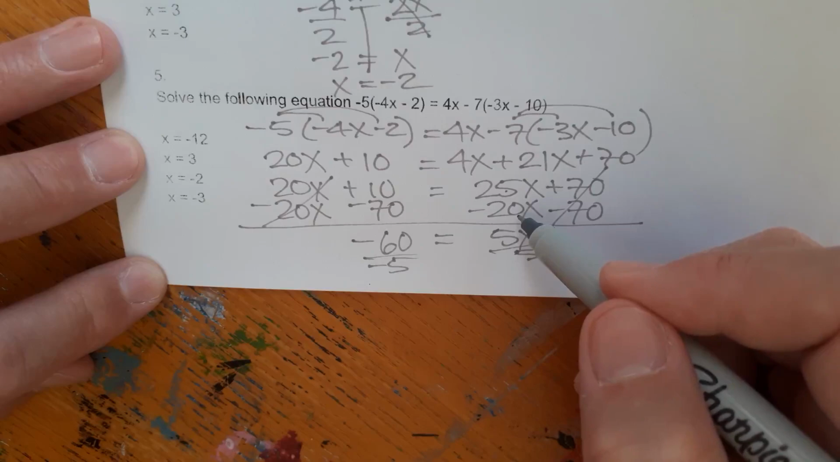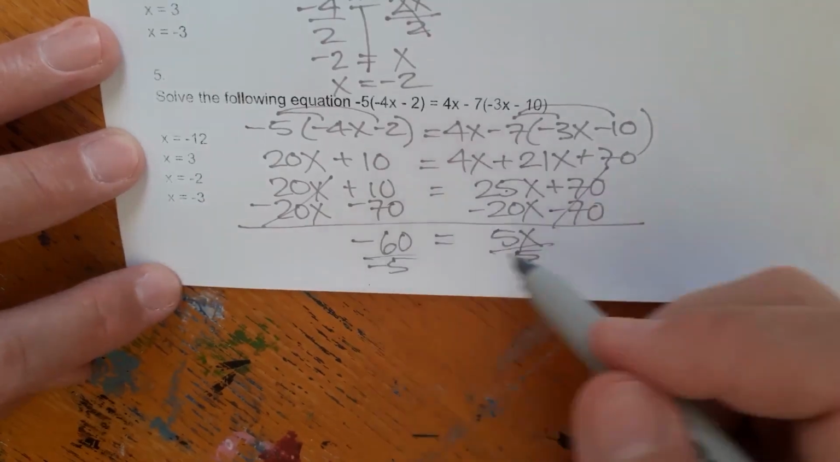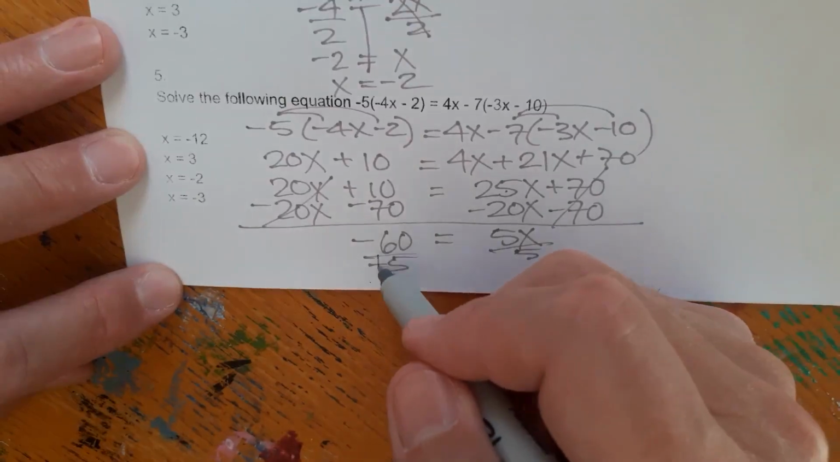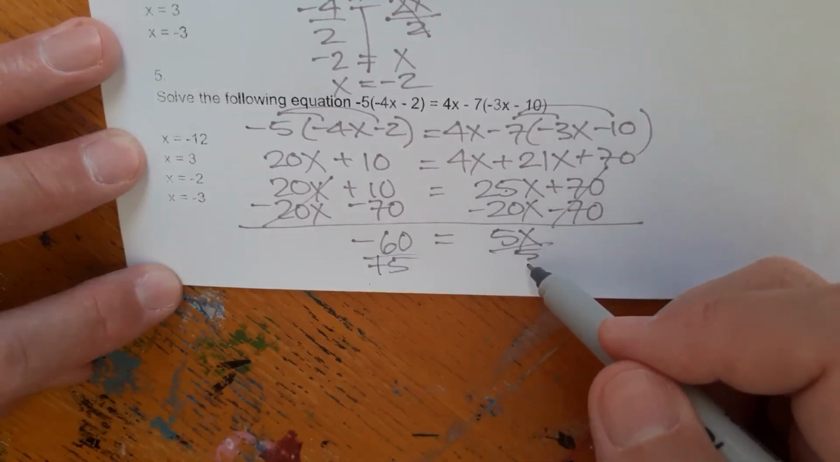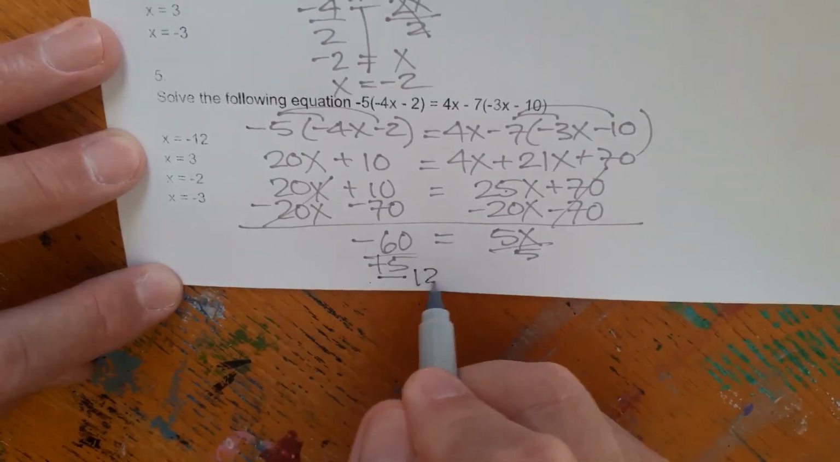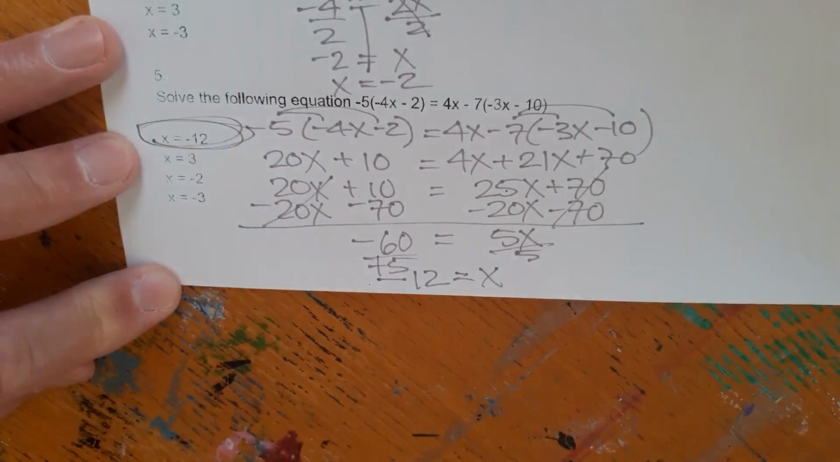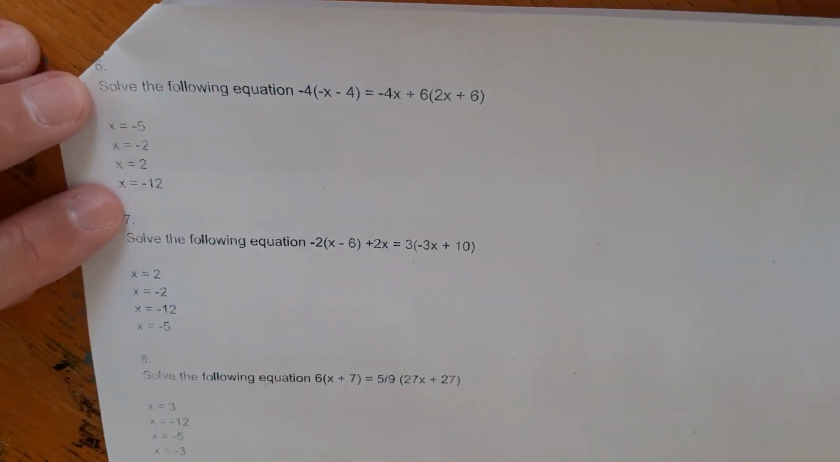1 minus 25. Looks like a positive 12 to me. Well, no. You're dividing by positive 5. There we go. 60 divided by positive 5. So I'm going to get a negative 12 equals x. There we go. Okay, happy about that for the moment. Let's see how many more I got.